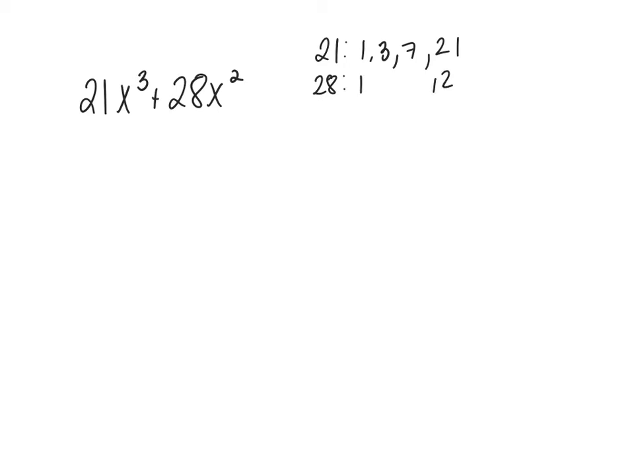How about 21x cubed plus 28x squared? Well, if we look at 21 and 28, 21 is 1 and 21, and 3 and 7. And 28 is 1 and 28, 2 times 14, and 4 times 7. So our greatest common factor here is the 7. So I can factor out that 7 in front, and then if we look at our variables, we have x cubed and x squared. So we're going to take out the x squared. That's what they have in common, because x squared times x will give me x cubed.